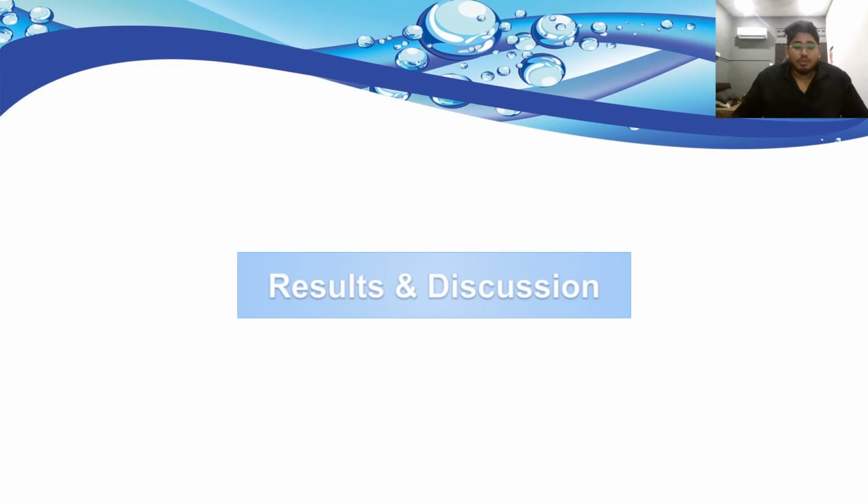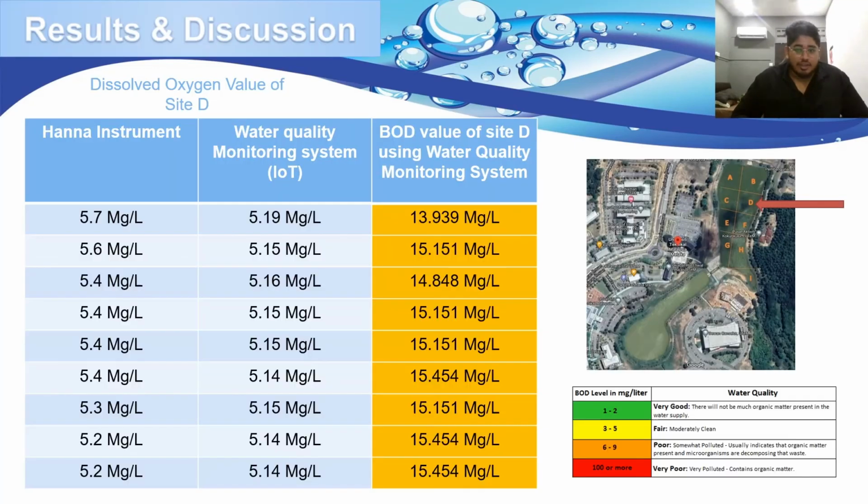And now we move into results and discussion. Over here, I've inserted the DO values that have been gotten from the HANA instrument, which is the handheld instrument, and also my water quality monitoring system. Seeing both of the values, the difference isn't much. I would say it's bare minimum, somewhere between 0.6 to 0.4 in difference of value. In the grand scale, it isn't much.